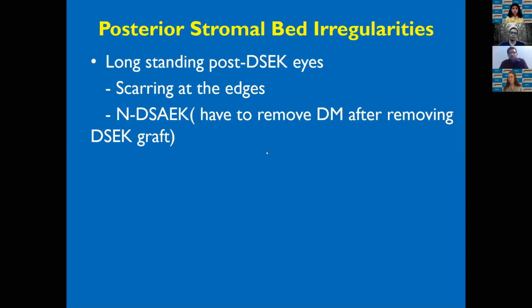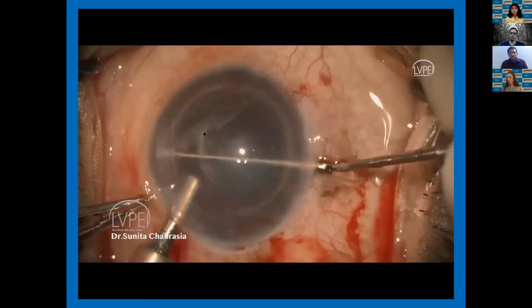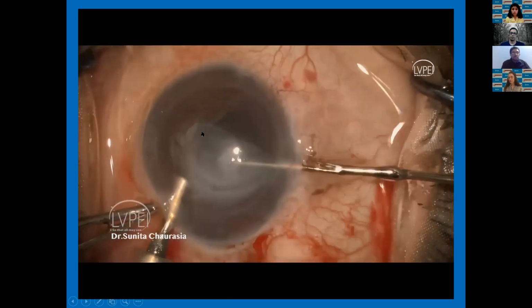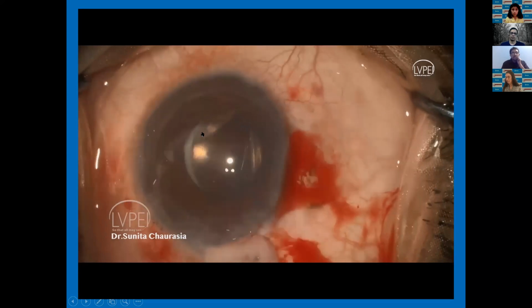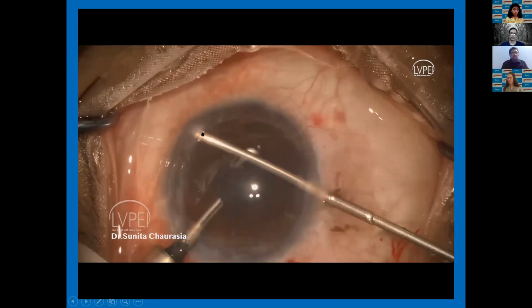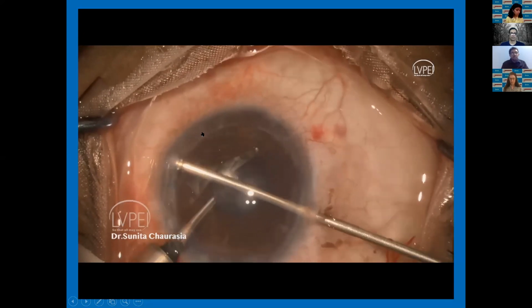In some of these cases, the patient may have undergone a non-stripping Descemet DSEK, and so it is important to remove the Descemet membrane after removing the DSEK graft. This is one video of a patient who had a DSEK a long time back, and in the periphery, after scoring, it was seen that the peripheral part of the Descemet membrane was scarred, and this region had to be removed.